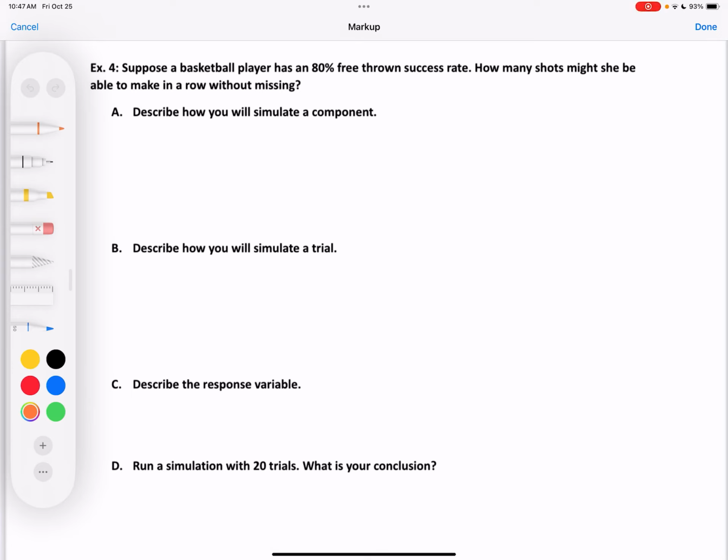Okay, so we have a basketball player that's got an 80% free throw success rate. How many shots might she be able to make in a row without missing? So describe how you're going to simulate the component.